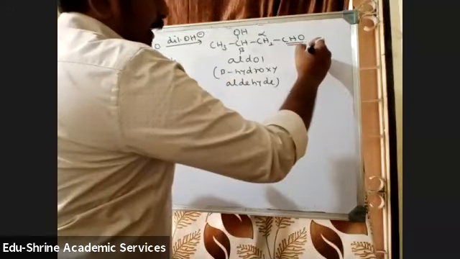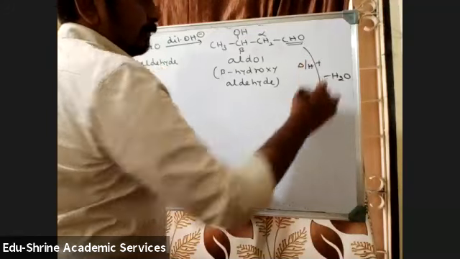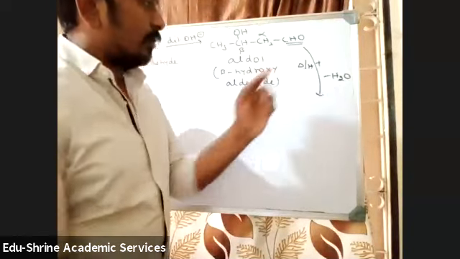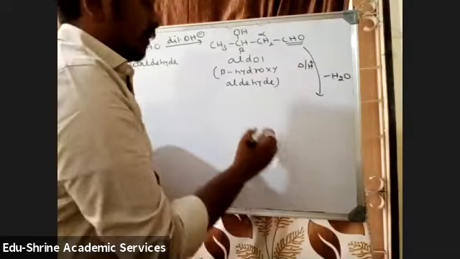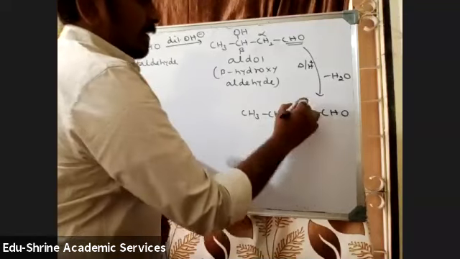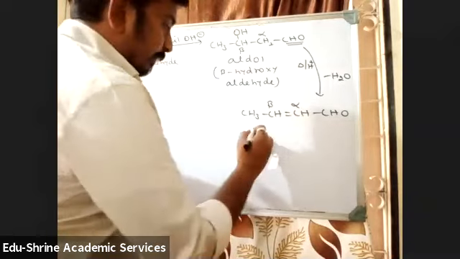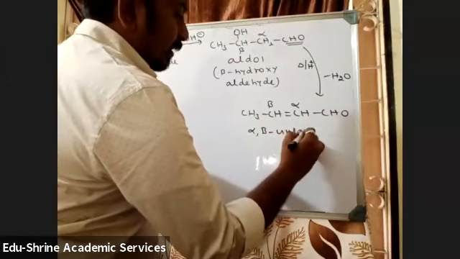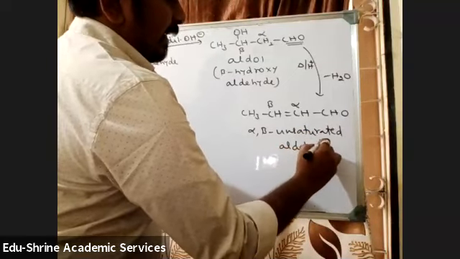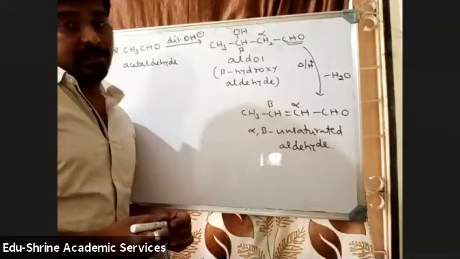Then what is happening? You are heating this in the presence of an acid. We know that whenever there is acid, if you heat, it will be dehydration reaction. So dehydration takes place here. Water molecule will be lost, and the product you will get is CH3, CH double bond CH, CHO. So this is alpha carbon, this is beta carbon. Between alpha and beta carbon there is unsaturation. It is called as alpha beta unsaturated aldehyde. So this reaction is called as aldol condensation reaction.